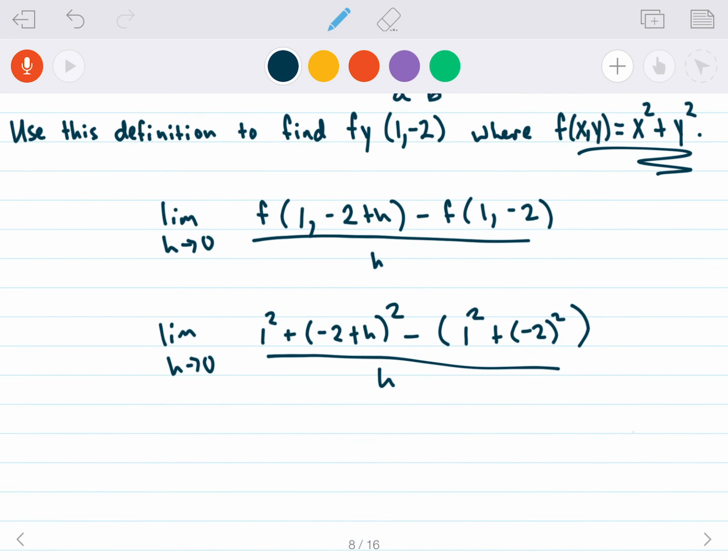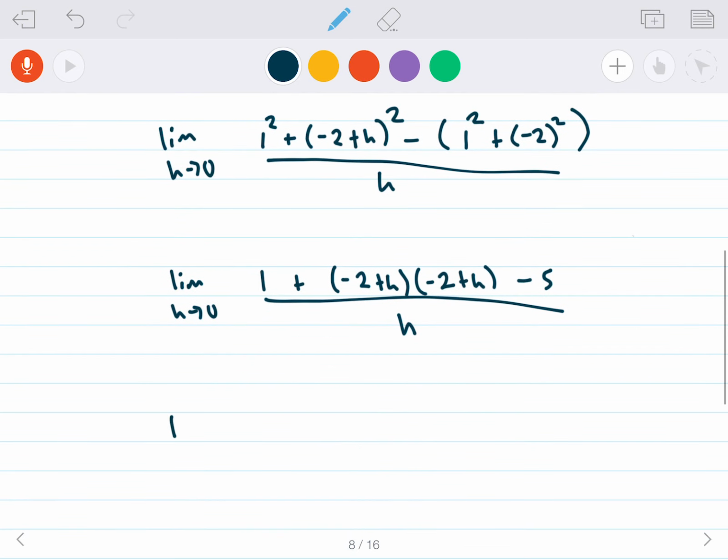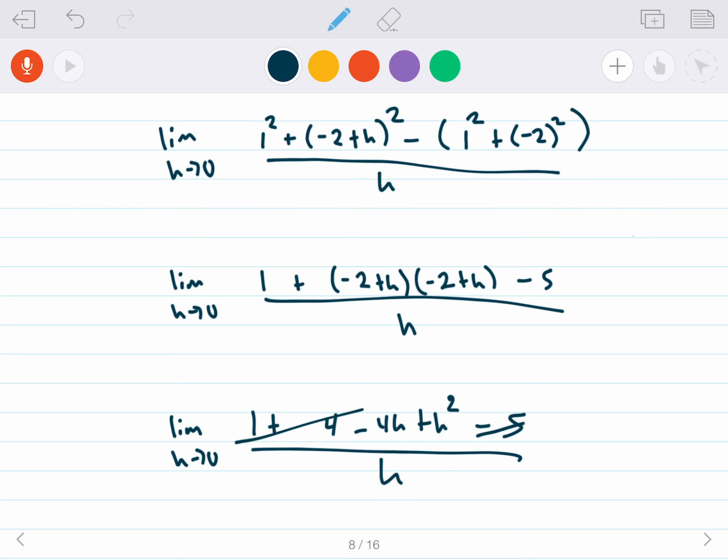And let's simplify this guy. So we have the limit as h goes to 0 of 1 plus, now negative 2 plus h squared is just negative 2 plus h times negative 2 plus h, minus, and then in parentheses we have 5, so that's going to be minus 5 all over h. Let's go ahead and FOIL this stuff out, clean it up a little bit. So we have 1 plus, and then when I FOIL, I get 4, negative 2h, negative 4h, plus h squared minus 5, all over h. And these 5s are going to cancel.